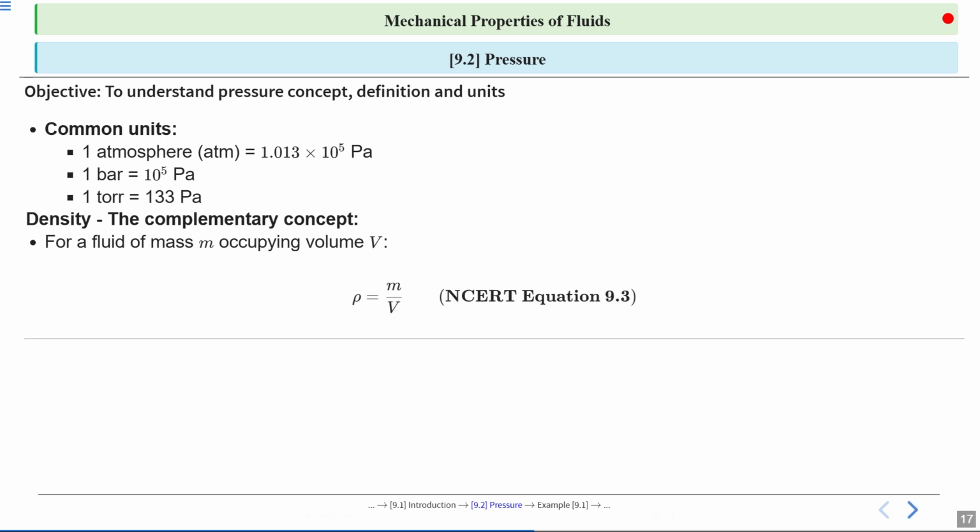The equation for density is rho equal to mass upon volume. This equation is very important. Understanding this equation allows us to calculate the density of any fluid, which is essential for solving many physics problems.